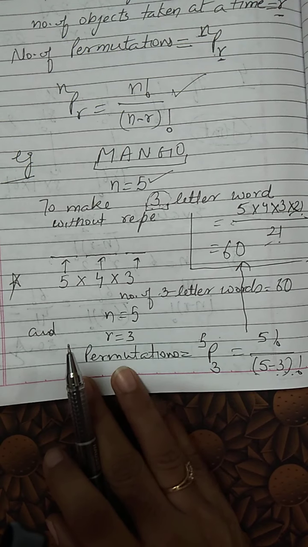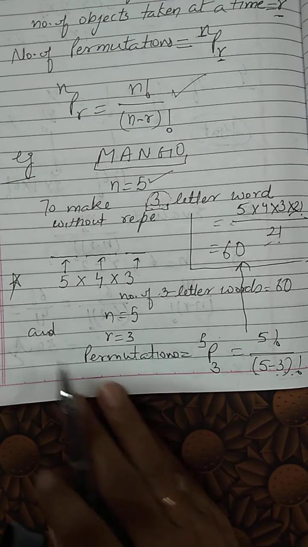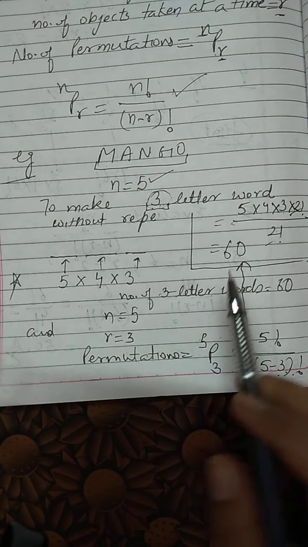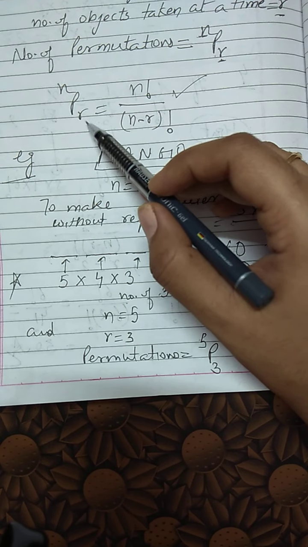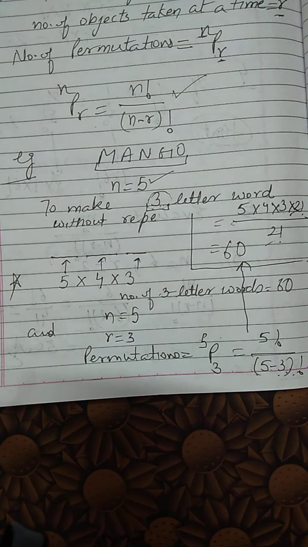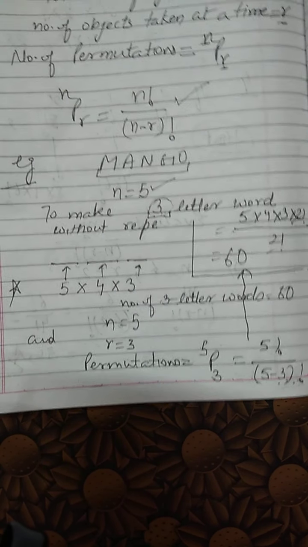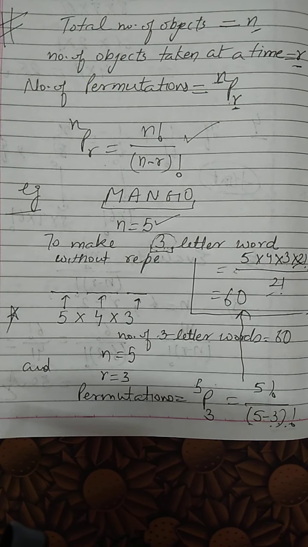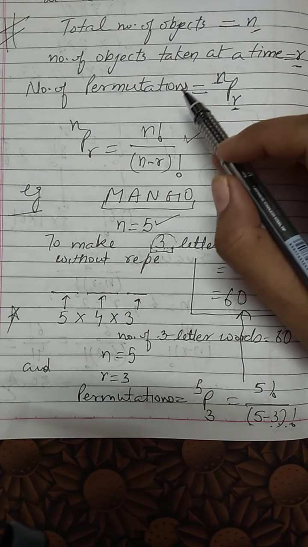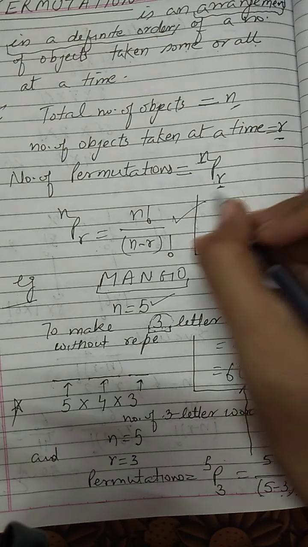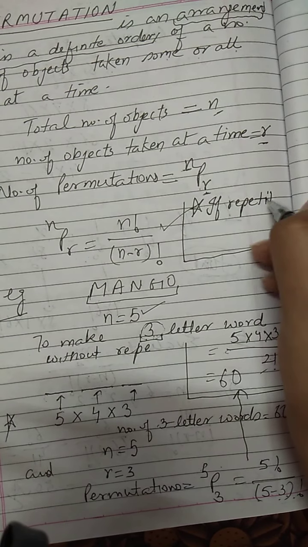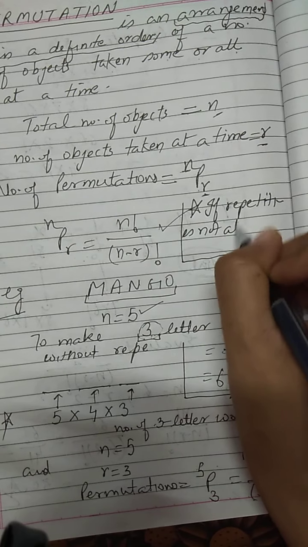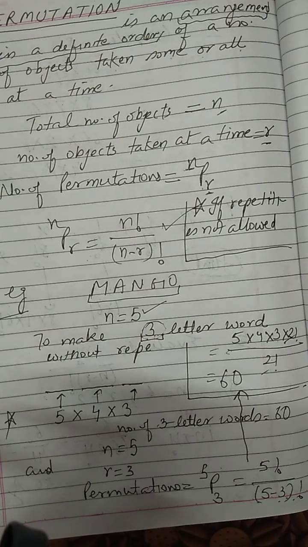Now in the first exercise we learned the fundamental principle of counting. Now we are learning the direct formula nPr. Here n is the total number of objects available, r is the number of objects we are taking at a time. So that formula we will apply to find the number of arrangements or permutations. Let me mark one important thing: this formula is for when repetition is not allowed, and only then will it be applicable.